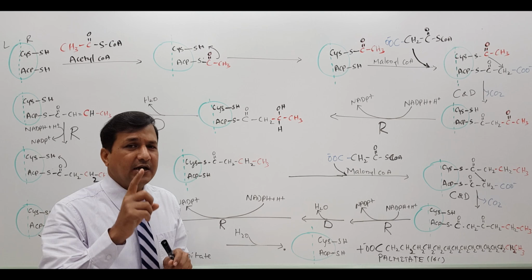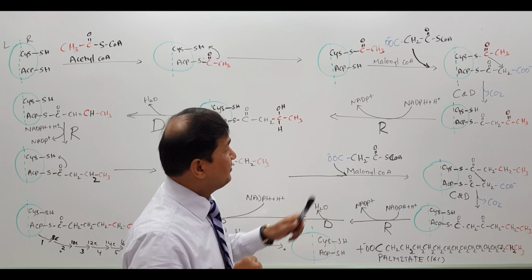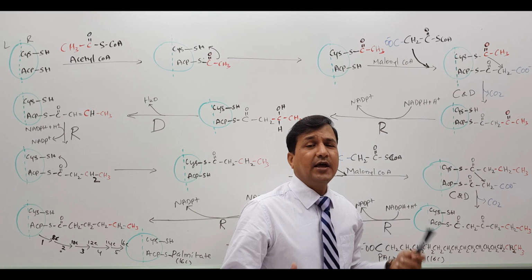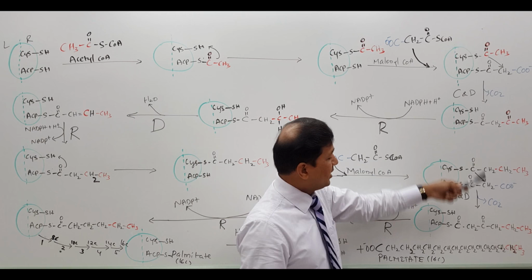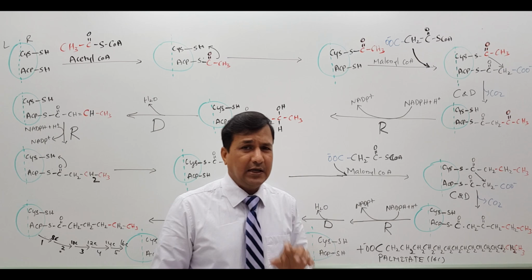So, what will happen to the carbon that came from carbon dioxide present in the malonyl-CoA? That can be asked in the exam. The carbon dioxide present in the malonyl-CoA, as it gets into the fatty acid synthesis process, is released in the condensation decarboxylation process. That means the carbon present in malonyl-CoA from carbon dioxide cannot become part of a fatty acid. It never becomes part of a fatty acid, because it is released every time in the condensation decarboxylation reaction.